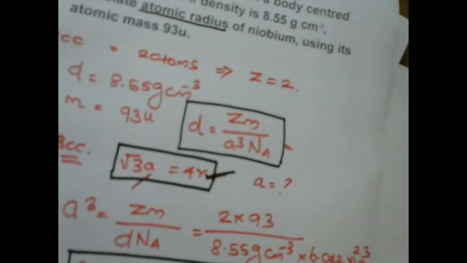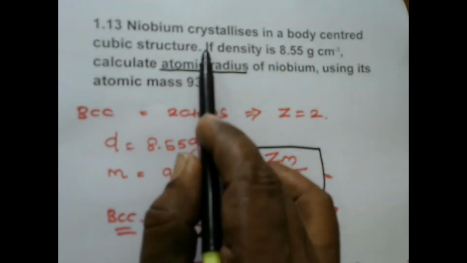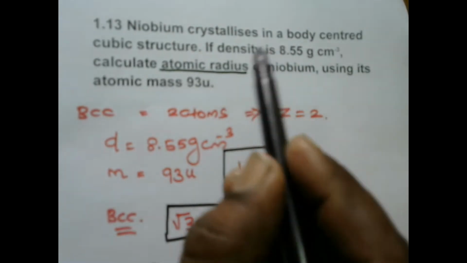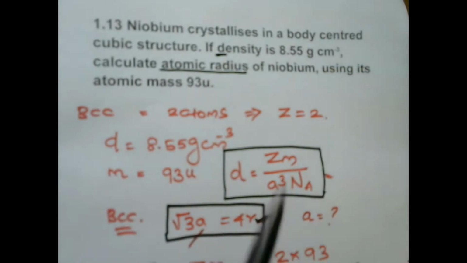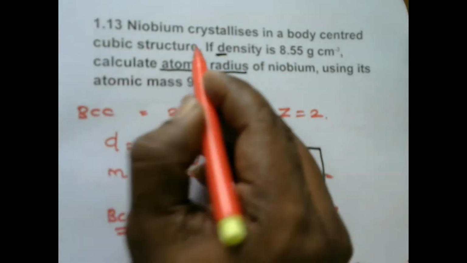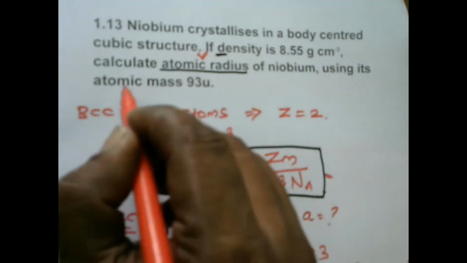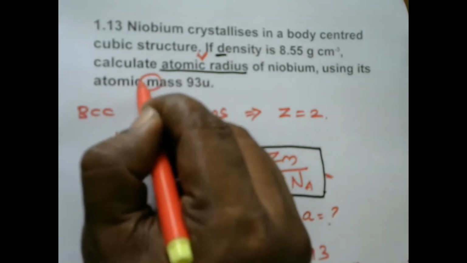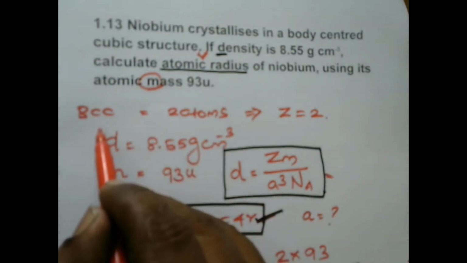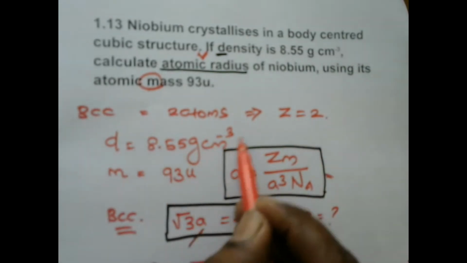Again, let us start from the beginning. Niobium crystallizes in a BCC cubic structure. The density D has been given, the atomic mass M has been given, and we have to calculate R, the atomic radius of niobium. We know that in BCC the number of atoms is 2.